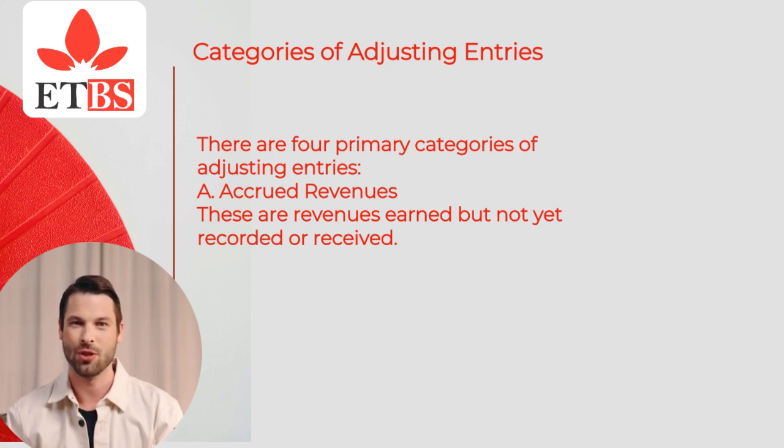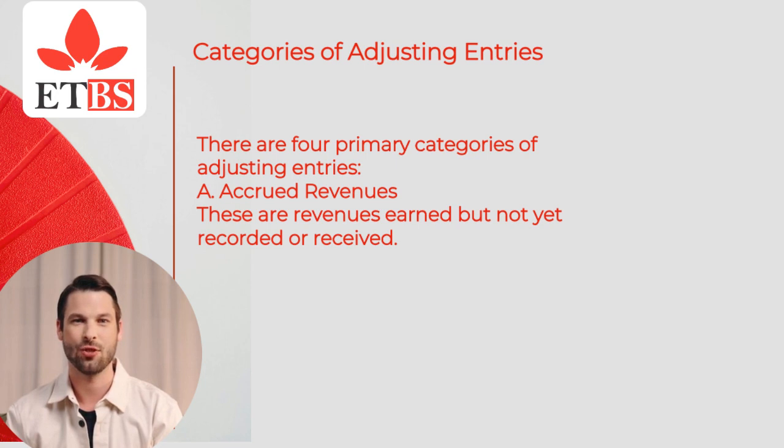Journal entry: Debit accounts receivable, credit service revenue. B. Accrued expenses. These are expenses incurred but not yet paid or recorded. Example: salaries for the last 5 days of December are to be paid in January. Journal entry: Debit salaries expense, credit salaries payable.